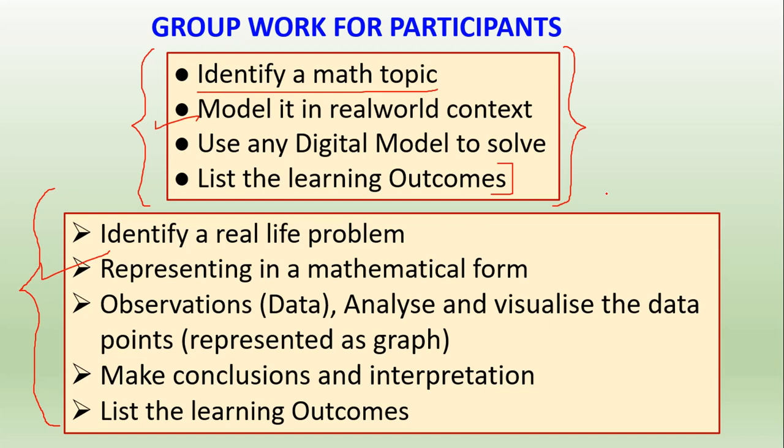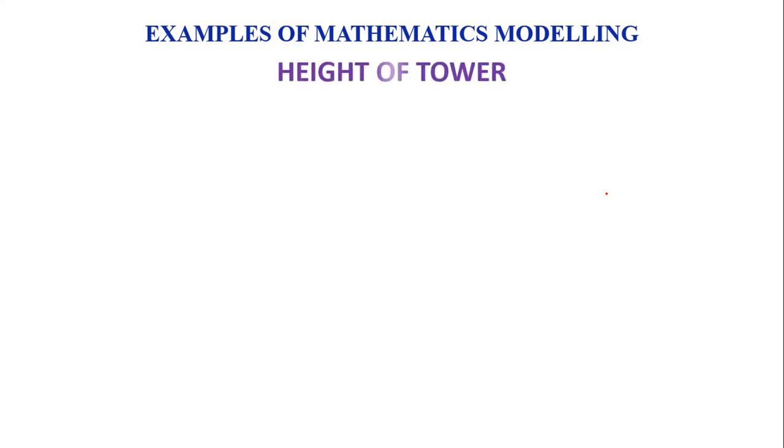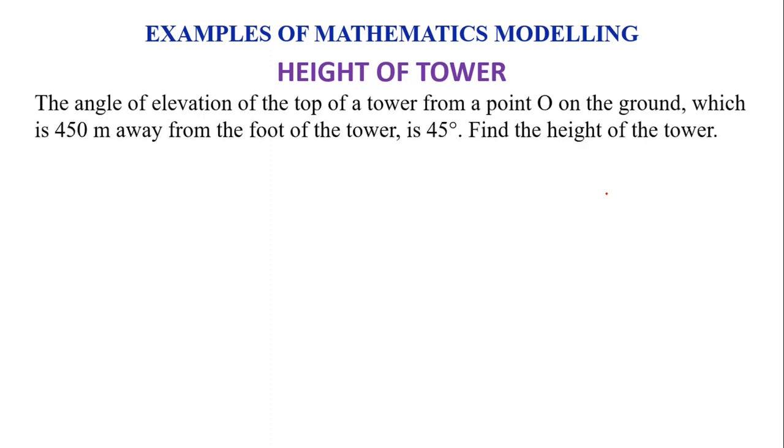In that real life situation, we have to do the mathematical modeling by following the process which sir has shown. I will show one more example, the height and distance example, the height of a tower, which you have already done in class 10. So how can that question be done using the mathematical modeling process? This is the question: the angle of elevation of the top of a tower from a point O on the ground, which is 450 meter away from the foot of the tower, is 45 degrees. So the angle of elevation is given, 45 degree.